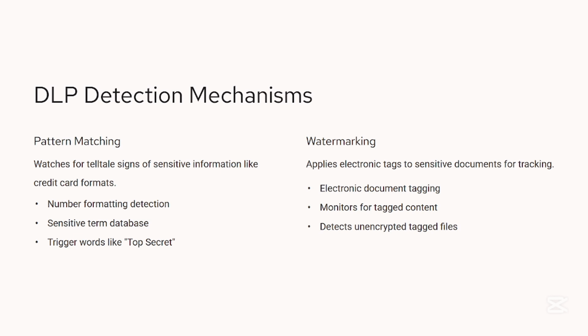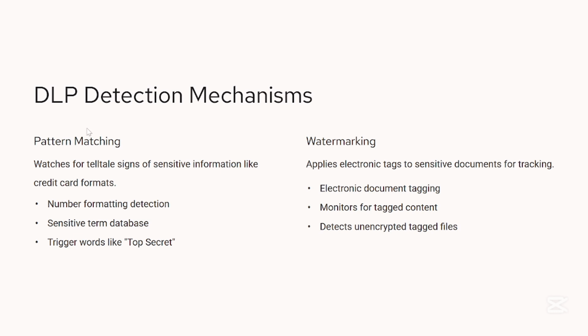Let's start with pattern matching. So, pattern matching really watches for the telltale signs of sensitive information like credit card number formats. So it looks at the number formatting. If it detects the number formatting is in the form of a credit card number or a social security number or a passport number or anything that is sensitive, it can be a trigger.